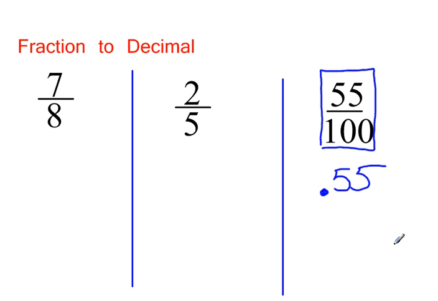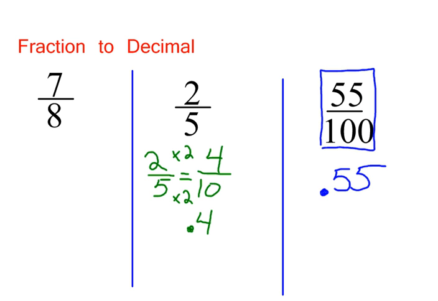2/5, I'm actually going to use a proportion to make it into a decimal. I know one of my decimal places is the tenths place, so I'm going to make 2/5 into tenths. 5 multiplied by 2 in the denominator is 10. 2 multiplied by 2 is 4. 4 tenths would be 0.4, 4 tenths. So I'm making that fraction of 2/5 into a decimal.